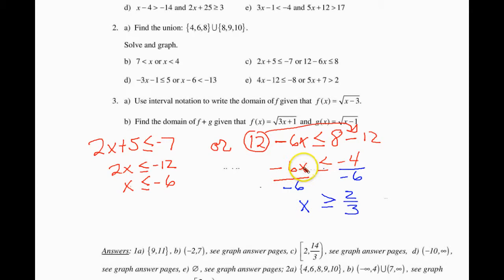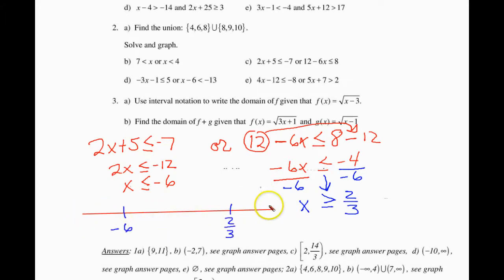Now to isolate and get a positive x, I have to divide by a negative 6. When I do that, I have to reverse the inequality sign. And keeping in mind it's a negative 6 on both sides, so this becomes a positive 2/3. So there's my answer, and now I have to graph them.